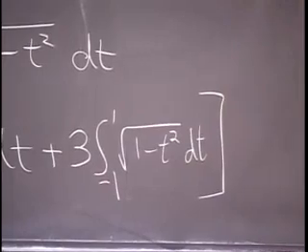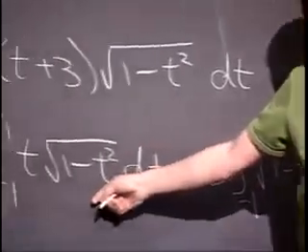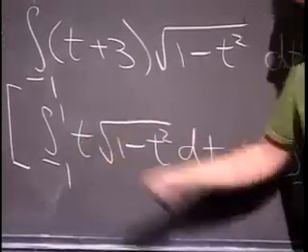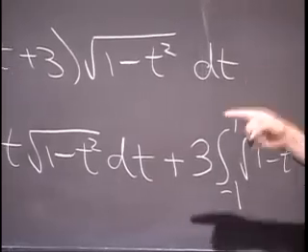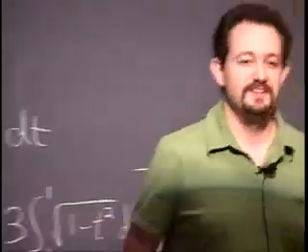And now I'm going to demonstrate some wizardry. This is clearly an odd function, because if you plug in minus t, t squared's the same, but you just get a minus out the front. And the region is symmetric from minus 1 to 1. So actually that integral is just 0.